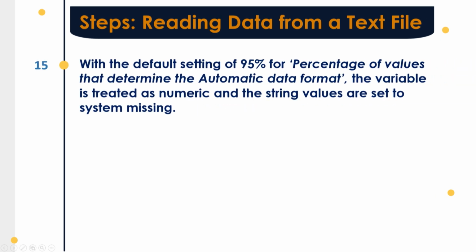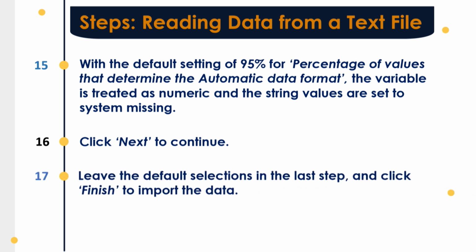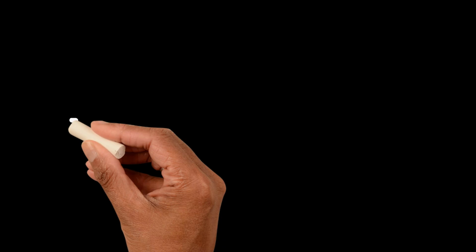Next, we will see the 15th step. With the default setting of 95% for the percentage of values that determines the automatic data format, the variable is treated as numeric and the string values are set to system missing. And in step 16, we are going to click Next to continue. Leave the default selection in the last step and click Finish to import the data from the text file.